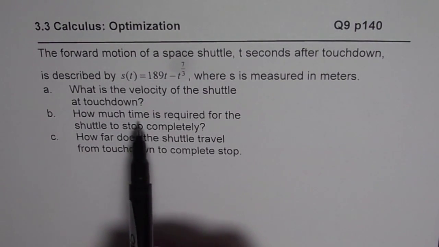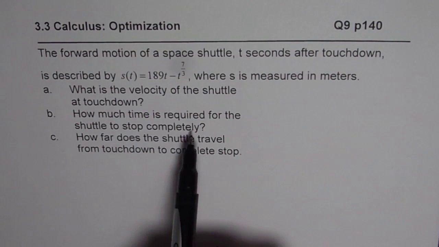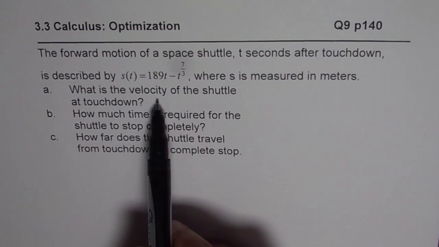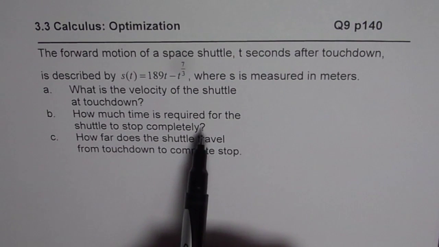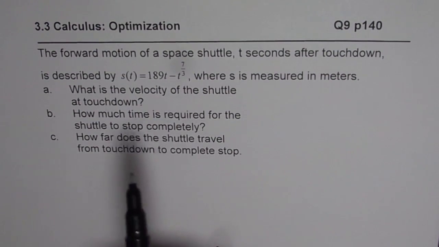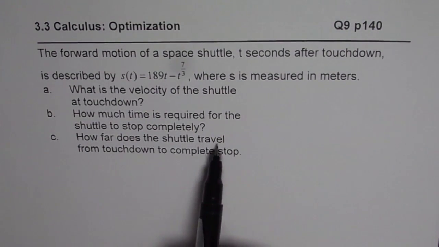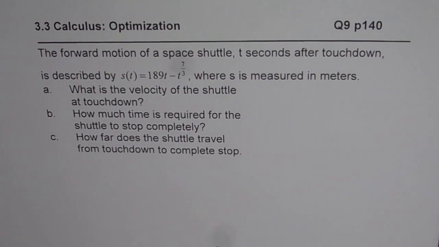Then how much time is required for the shuttle to stop completely? When the shuttle stops completely, its velocity will be 0. So the derivative which you get in part A, equate it to 0, find t, time, and substitute time in the displacement equation given to you to find the displacement. How far does the shuttle travel from touchdown to complete stop is what you will get, right? So let us do them step by step.